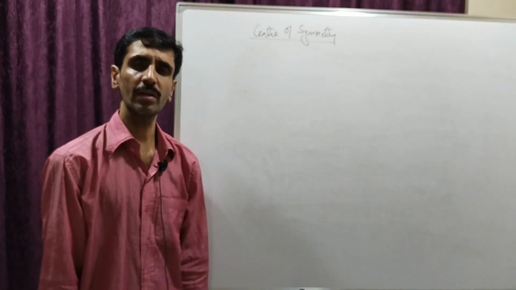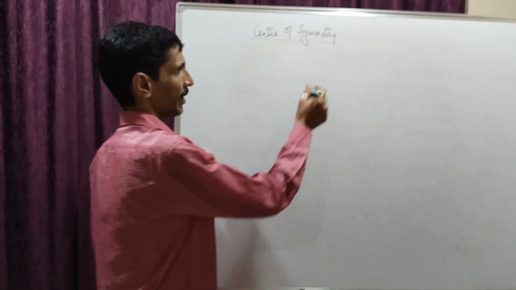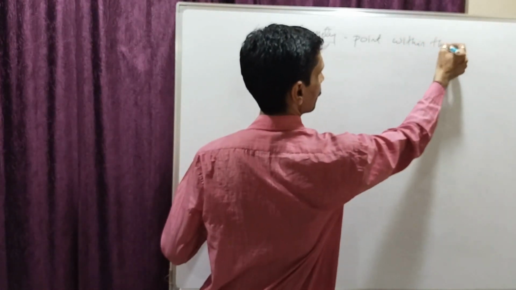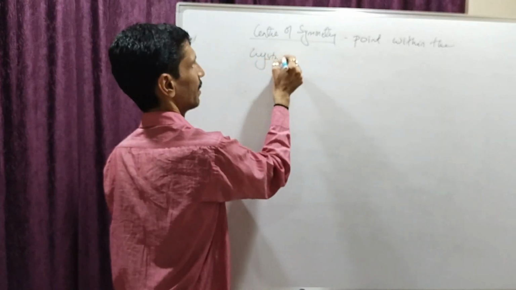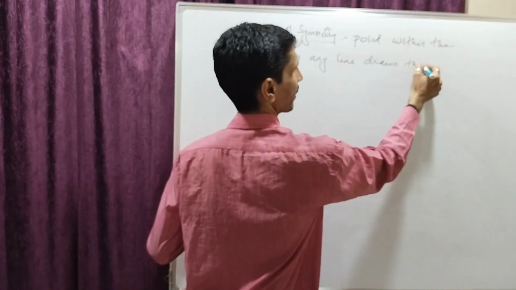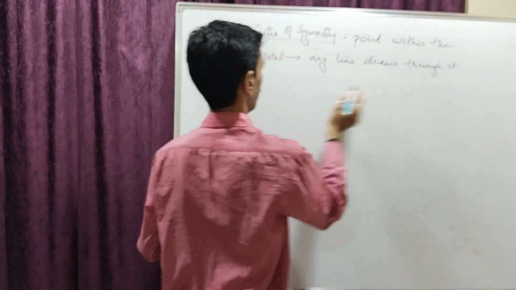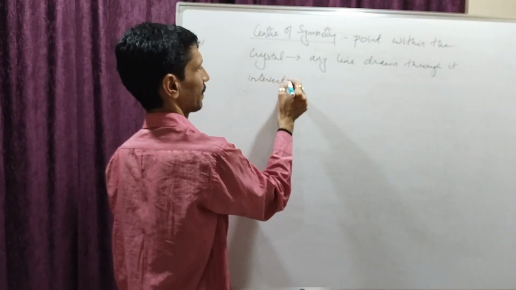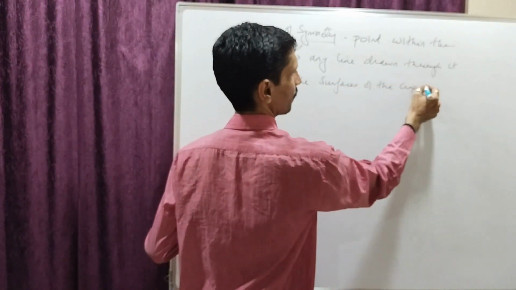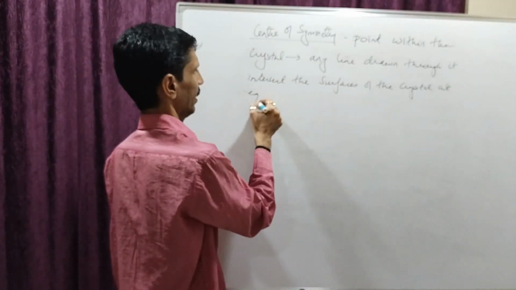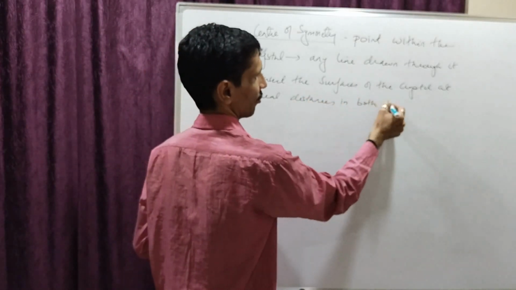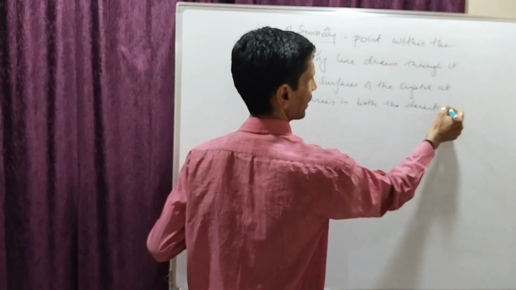My dear friends, we move on to the next term, and that is center of symmetry. Center of symmetry is a point within the crystal such that any line drawn through it will intersect the surfaces of the crystal at equal distances in both the directions. So my dear friends, it is a unique point in that particular crystal.